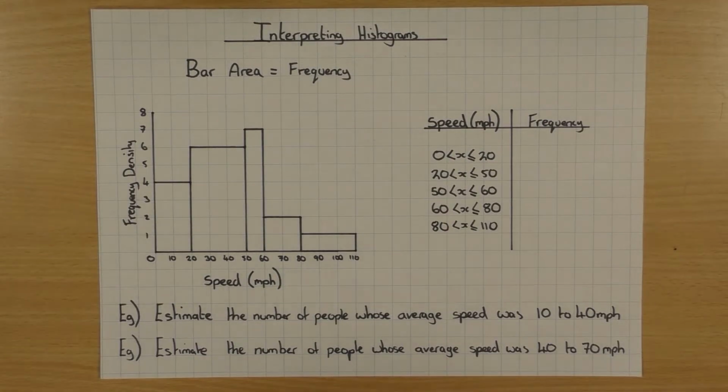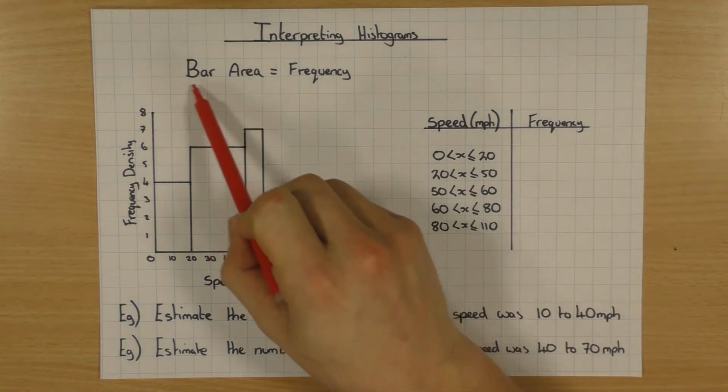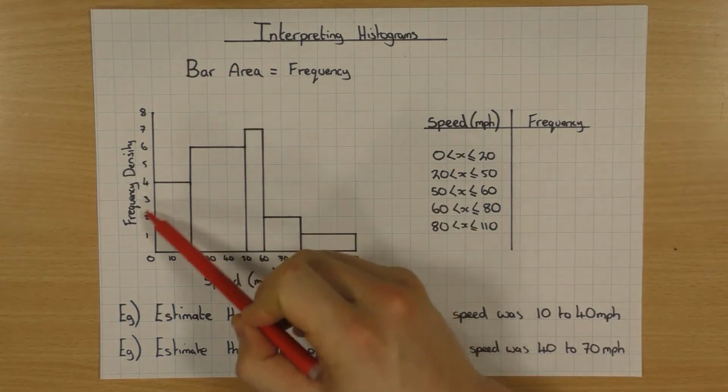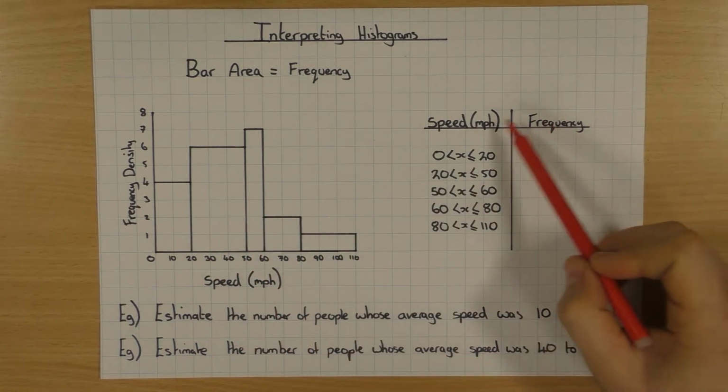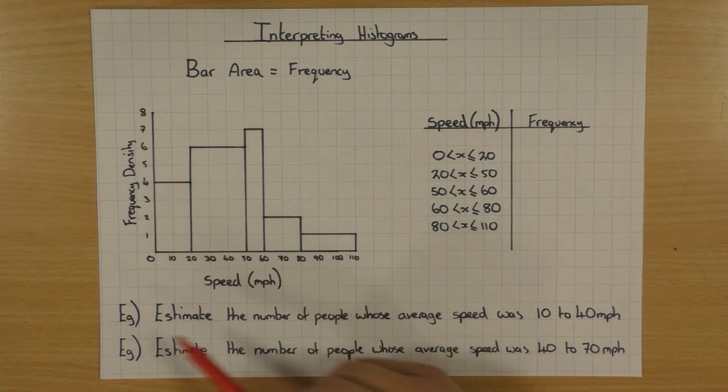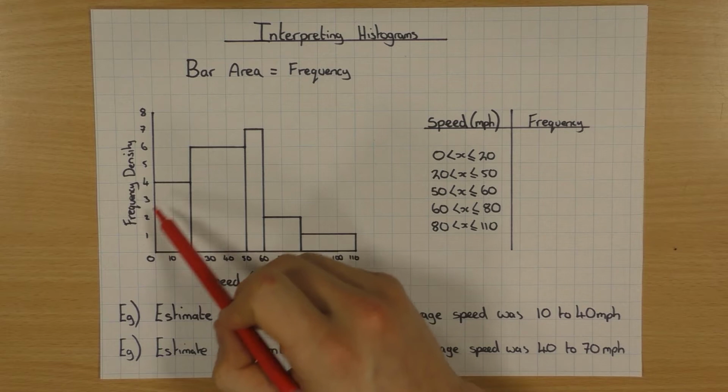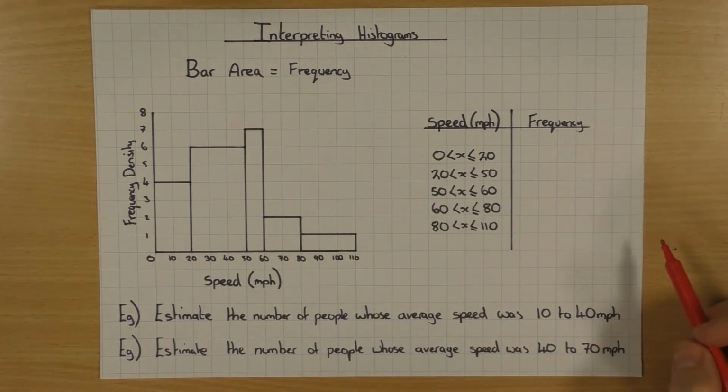Hi guys, in this video we're going to have a look at interpreting histograms. So if you haven't seen the video on how to draw them, definitely watch that one first because that will help you with this. Okay, so in the drawing histograms video, I've left you with this, where the area of each bar represents the frequency, or how many people have a particular speed in miles per hour in this case. Okay, so the area represents the frequency.